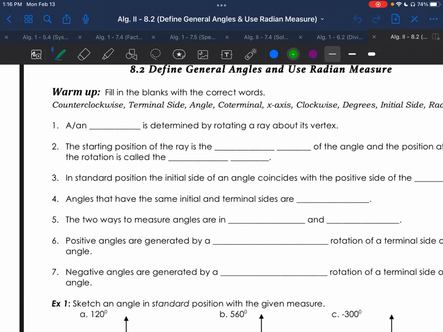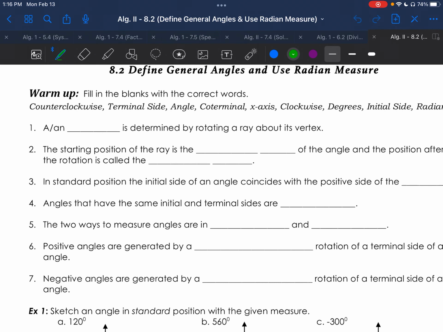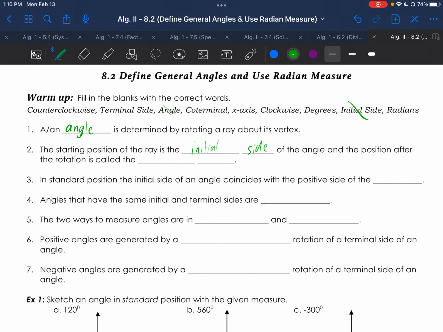So, a blank is determined by rotating a ray about its vertex. That's an angle. The starting position of the ray is the initial side. You might be able to figure out the other one now: the position after the rotation is called the terminal side. So initial means the starting and terminal means it's the ending.